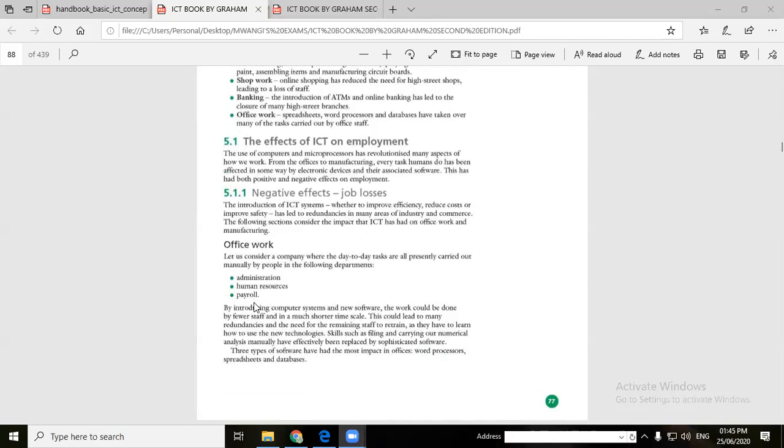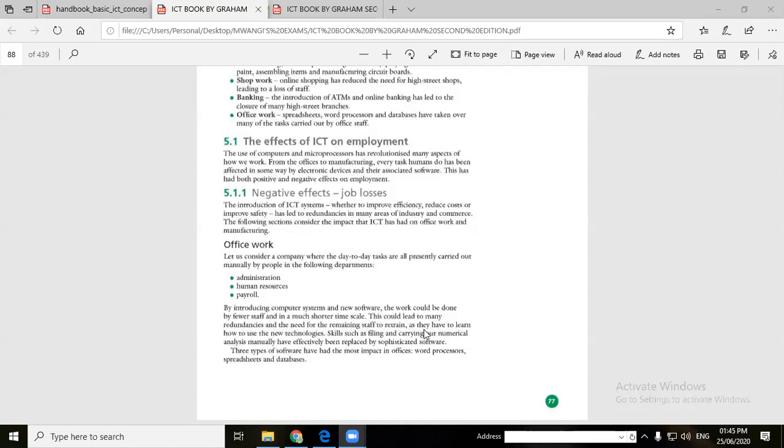And we say by introducing these machines or computer systems and new software, the work could be done by fewer staff in a much shorter time scale. This could lead to many redundancies and the need for remaining staff to retrain. If you have no skills in ICT, you have to retrain, or get laid off, get fired. So you need to retrain in ICT and learn how to use the new technology.